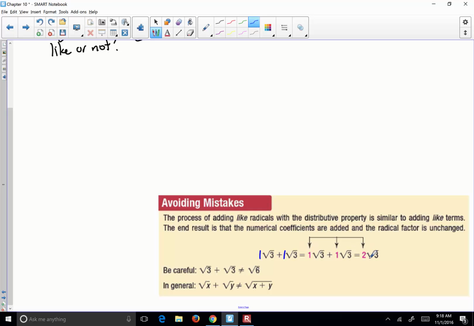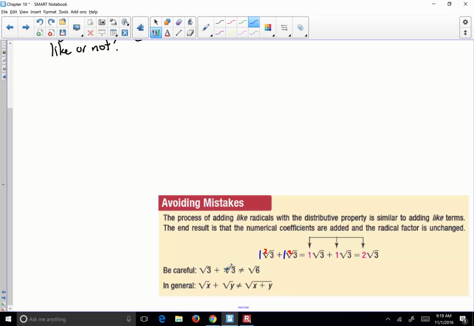1 plus 1 is 2 root 3. The index is still 2 if it's not visible, so there is a match in indexes. So these are like radicals. We still add the numbers in front.